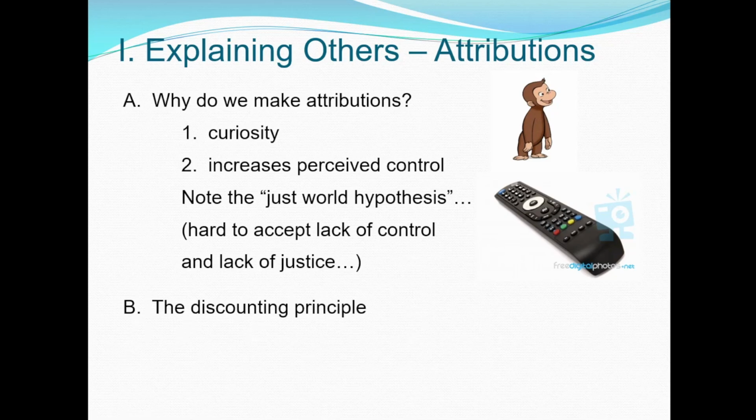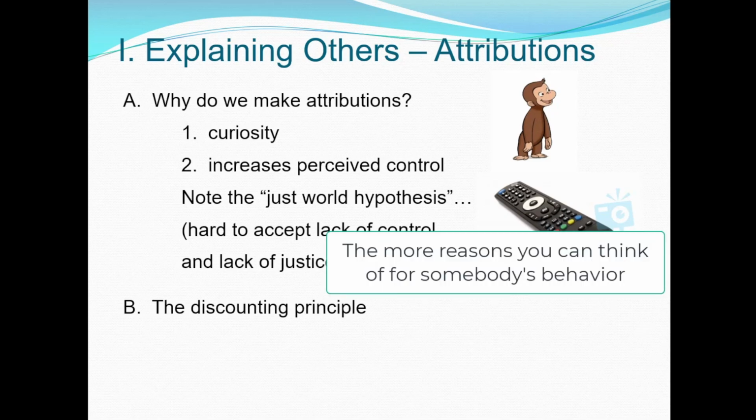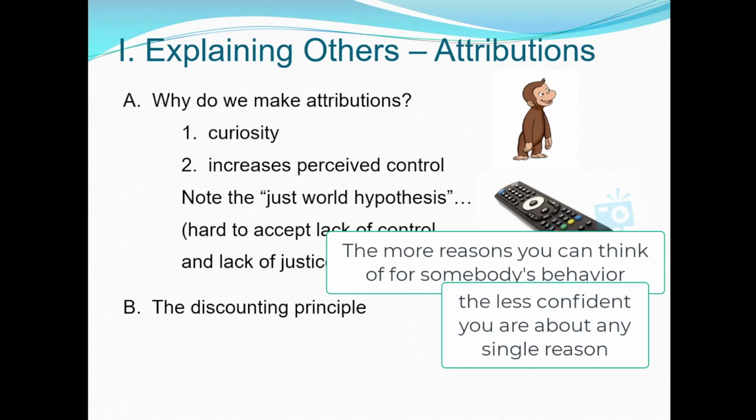Now, when I first started teaching social psychology many years ago, I talked about many of the principles, but I've streamlined it a little bit in recent years, and so let's just talk about the discounting principle. It's one of the most important principles in attribution theory, and it goes as follows. The more reasons you can think of for somebody's behavior, the less confident you are about any single reason. In other words, the more reasons you can think of, the more you can discount any single reason. That's the discounting principle.